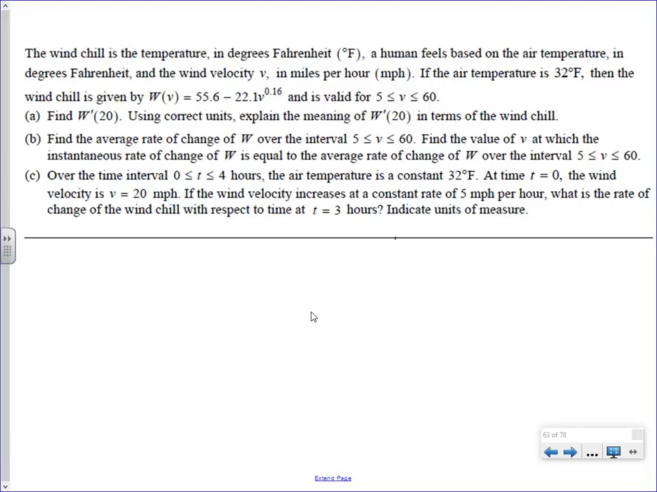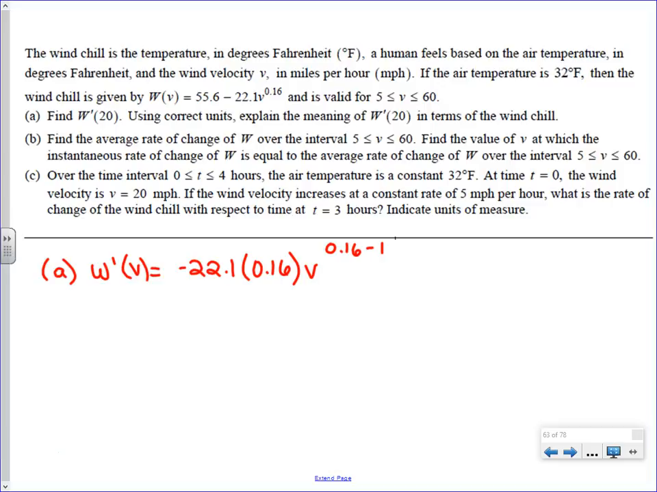Find W prime of 20. Alright, cool kids, how do I find W prime? Just take the derivative and plug in 20. So I can say W prime of V is equal to 55.6 is just 0, right, when I divide it. Then I have negative 22.1 times 0.16 V to the 0.16 minus 1, right? That was just all my work.